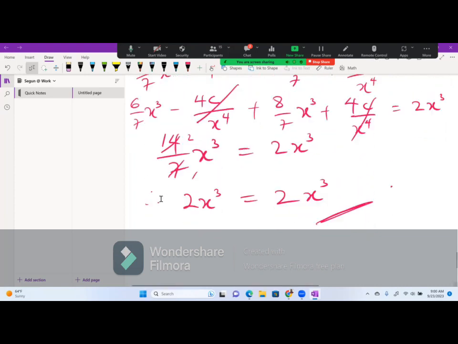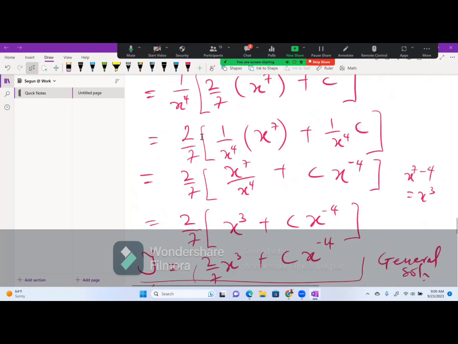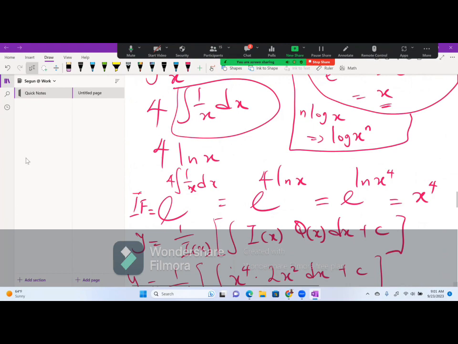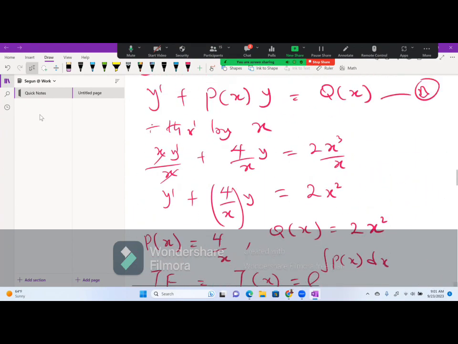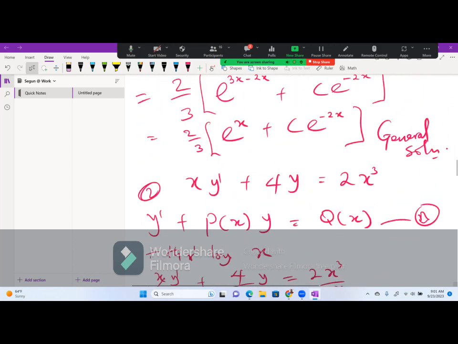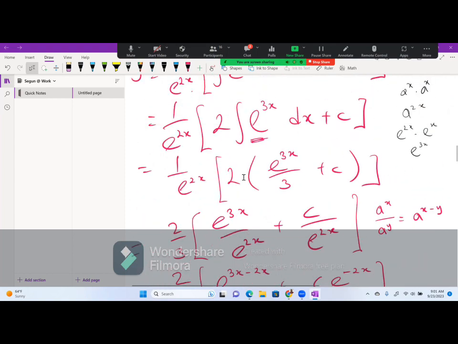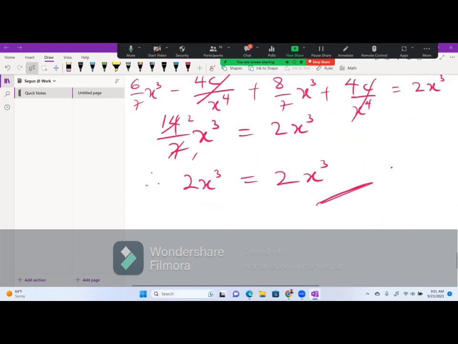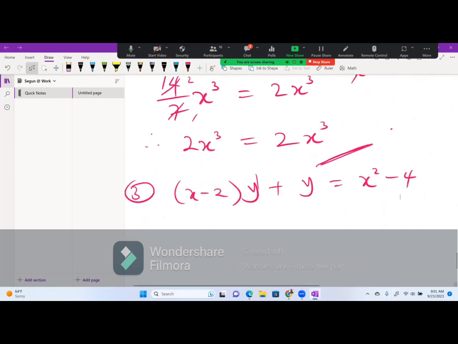So we only solve, look at it. The first question we discussed does not have x here. Right. The second one has x, but the third one is of another form. Let's look at it. If you have this question in this way, x minus 2 y prime plus y equals x squared minus 4, how do we solve this one?